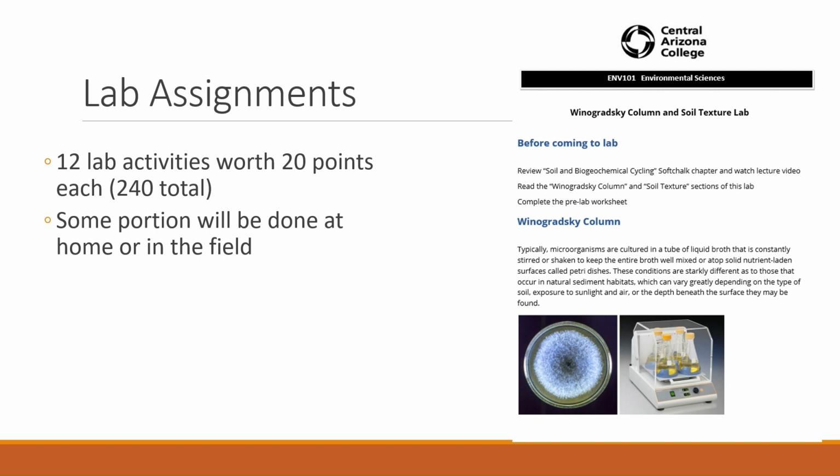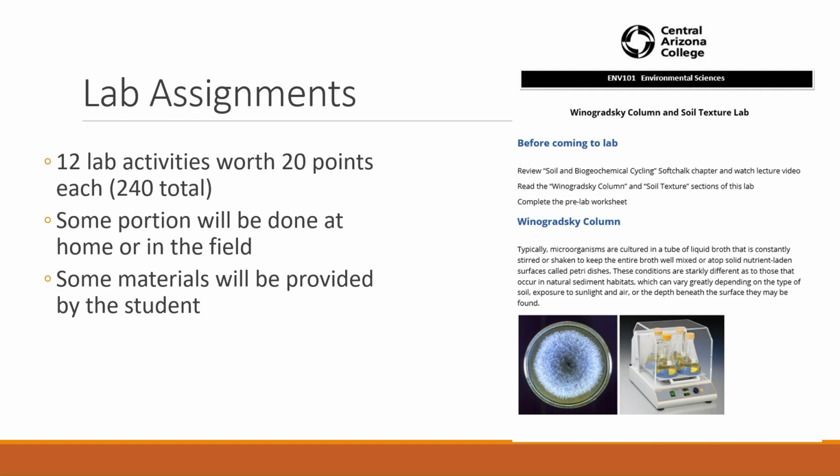There are 12 lab activities worth 20 points apiece, and a portion of these will be done at home or in the field, and then most of it is just done virtually wherever you do your labs. Some of these materials that are done at home or in the field are going to be provided by you. So, for example, in this Winogradsky lab, you're going to set up an experiment where you grow microbes in a soil culture.